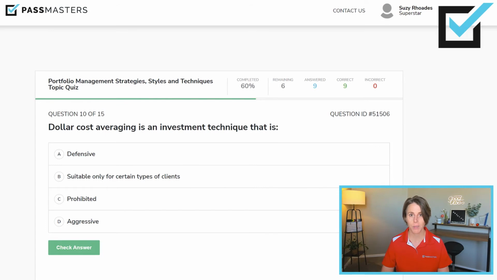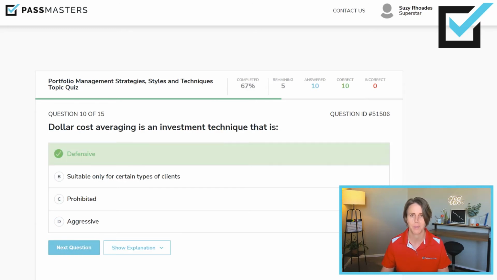Dollar cost averaging is an investment technique that is, choices include defensive, suitable only for certain types of clients, prohibited, or aggressive. Dollar cost averaging, investing the same amount of money at regular intervals, that is defensive.